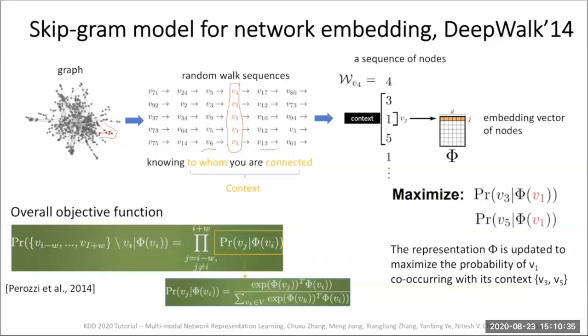So the idea is we want to learn embeddings for node V1 in order to predict the context correctly. So you can see the objective function here is defined to predict the context of a node given the embedding of the node. So if we can predict the context correctly, then it means the embedding vectors we learned are correct.